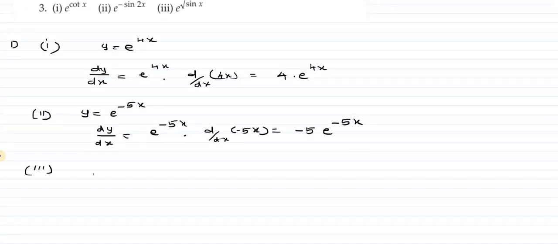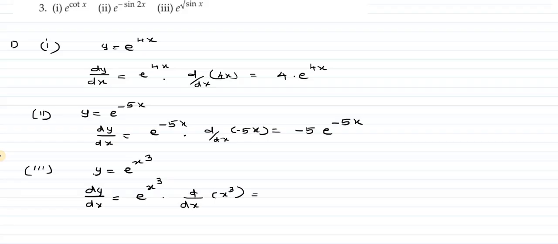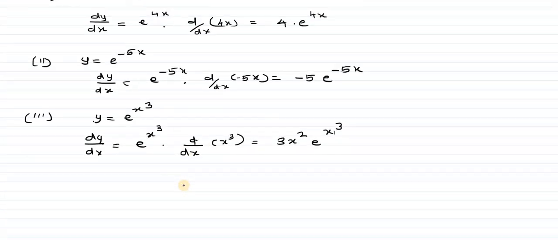Third one, y equal to e power x cube. So dy by dx will be equal to e power x cube into differentiation of x cube. Differentiation of x cube is 3x square. So e power x cube is already there. So this will be the answer.